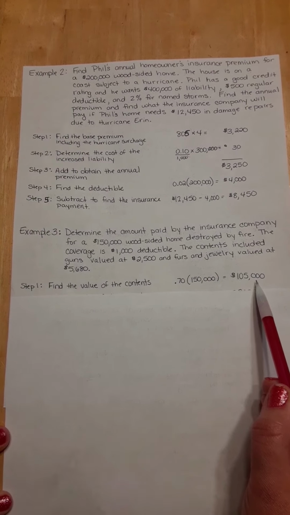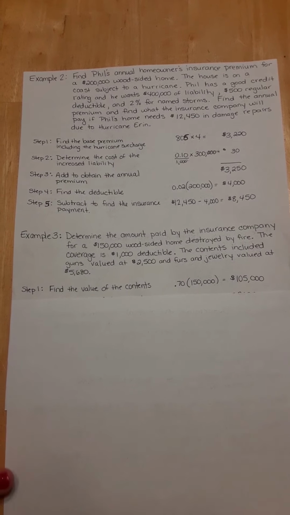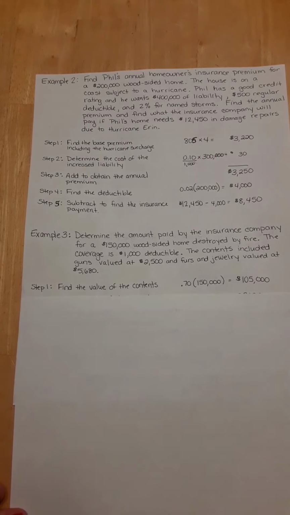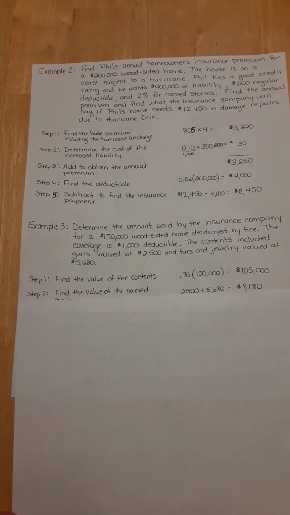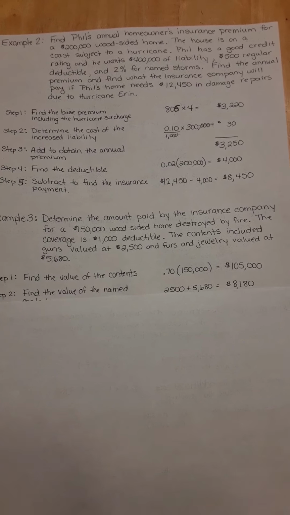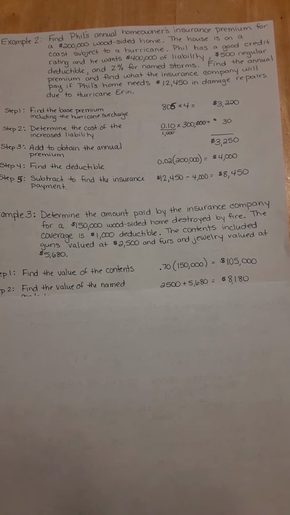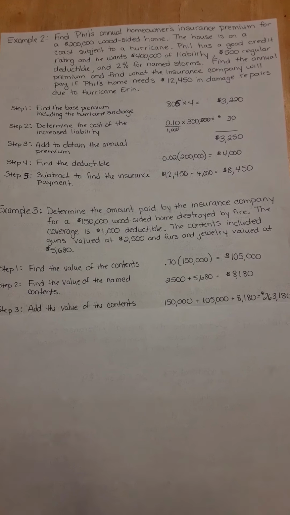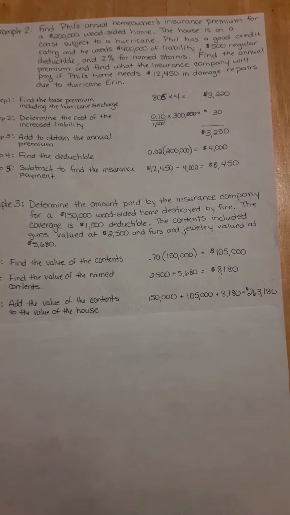Now, once we have that, we're going to go ahead and find out what the value of the extra goods are. And so we're going to add those together, and those extra goods were $8,180. The next step is going to be to combine them. Okay, we're going to combine those.